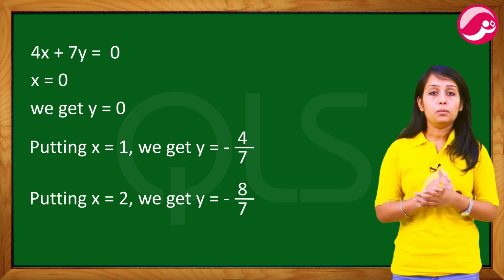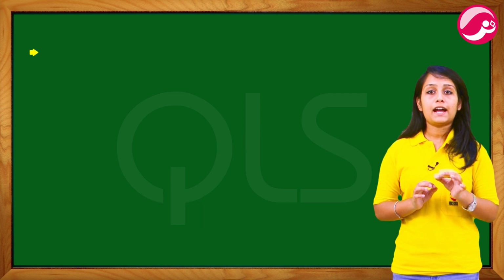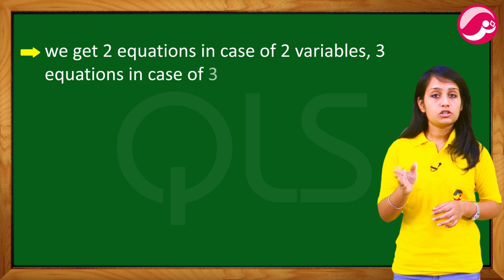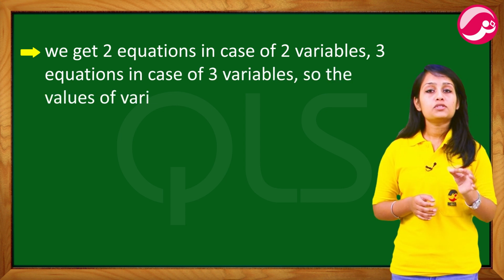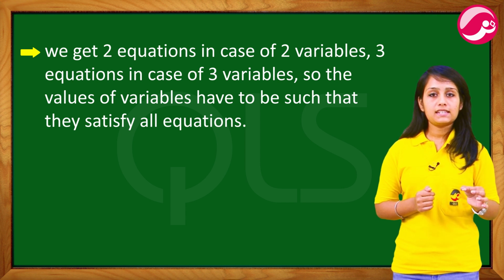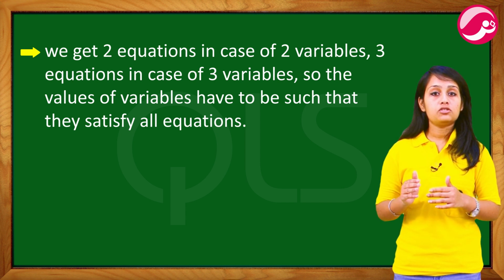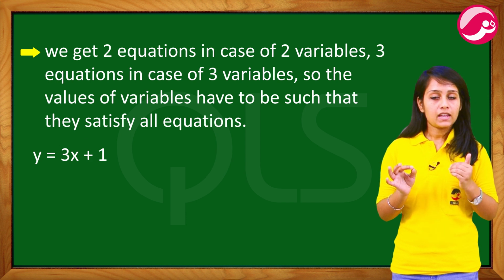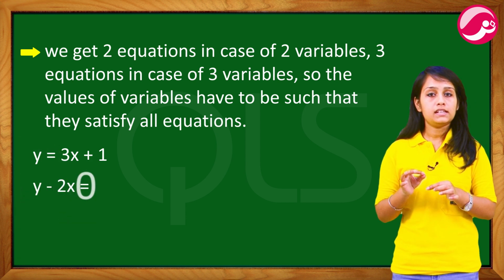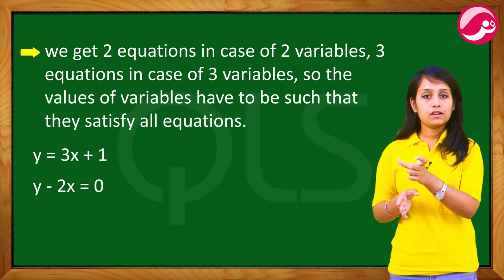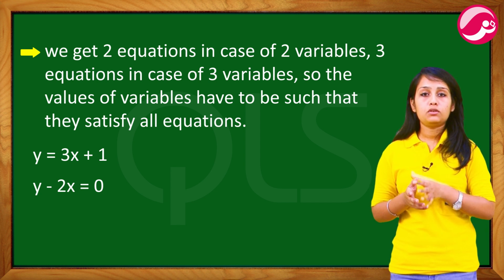But when you are given a problem, you now know very well that we get two equations in case of two variables, three equations in case of three variables. So the values of variables have to be such that they satisfy all equations. For example, we have two linear equations in two variables, y equal to 3x plus 1 and y minus 2x equal to 0.